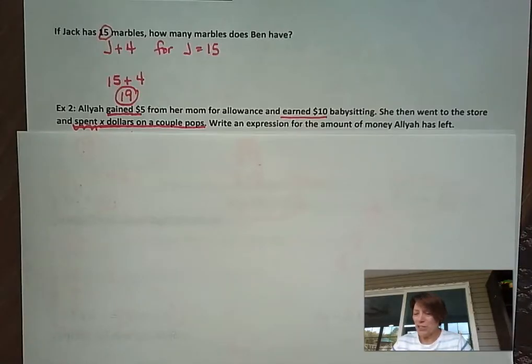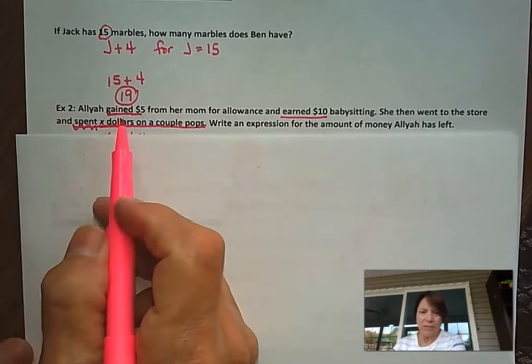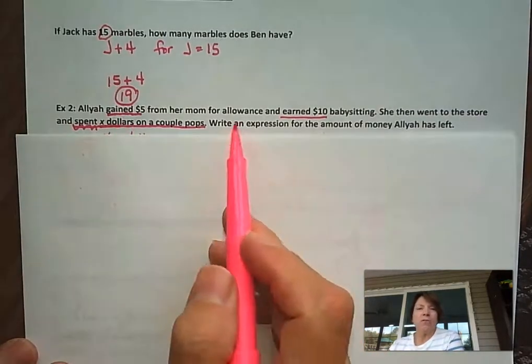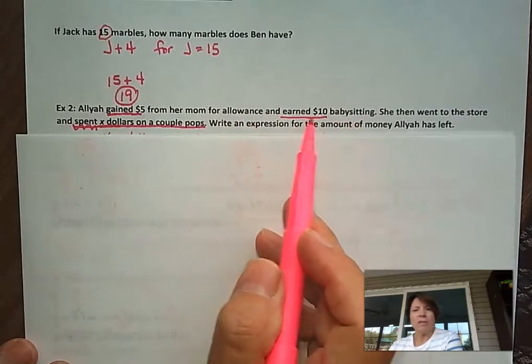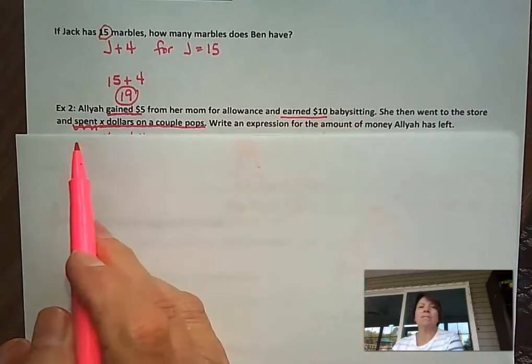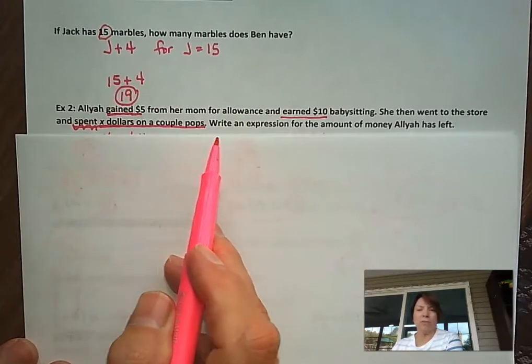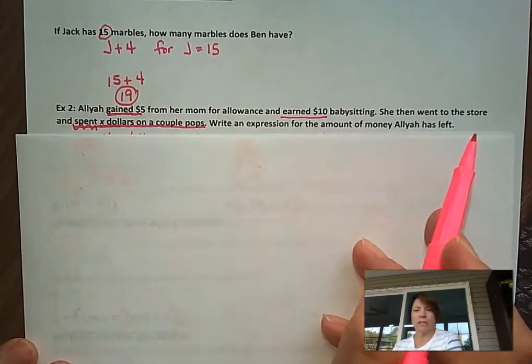Okay, next situation. Aaliyah gained $5 from her mom, probably thinking gained is going to be addition, right? For allowance, and earned $10 babysitting. She then went to the store and spent X dollars on a couple of pops. Write an expression for the amount of money Aaliyah has left.